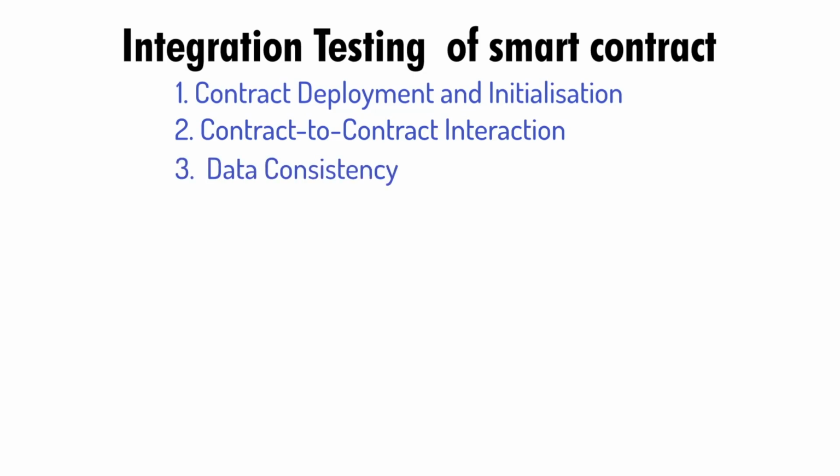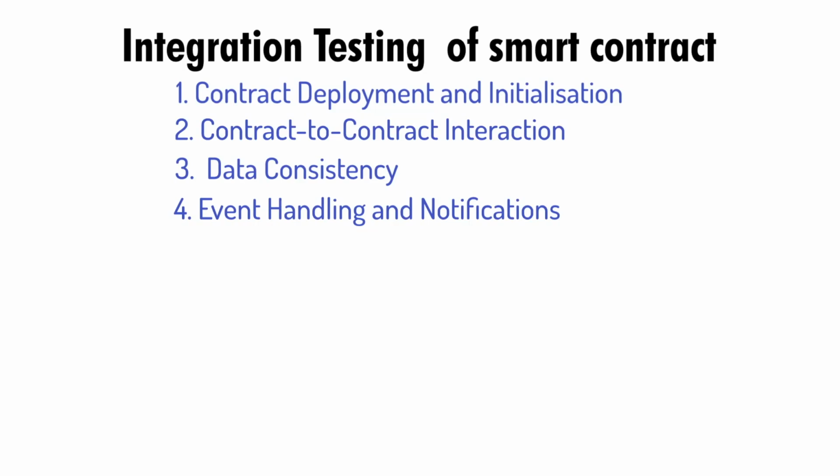Data consistency. Test the scenarios where the multiple functions within the contract modify the shared data. Verify that the contract maintains data consistency and integrity, ensuring that the data modifications are synchronized and coherent. Event handling and notifications.